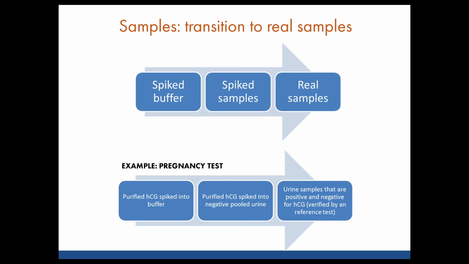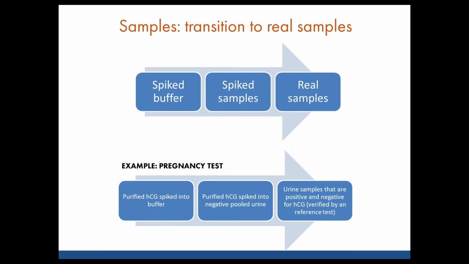Since HCG is usually not an endogenous hormone if you're not pregnant, you can transition into spiking HCG at known concentrations into negative pooled urine. At this stage, you can perform many optimizations to make the assay work with this type of sample. Finally, you can transition into different urine samples that are really positive and negative for HCG and make sure that your system is compatible with all of the variability that can occur between samples.